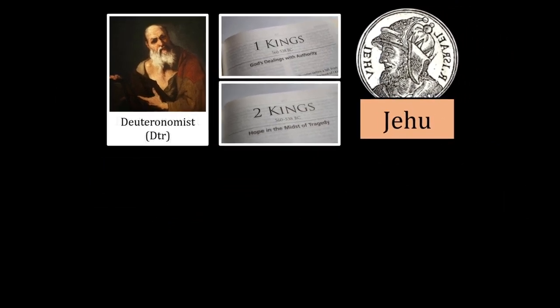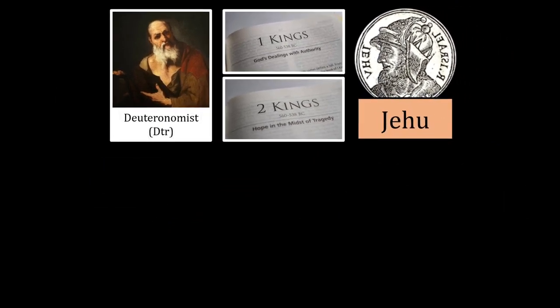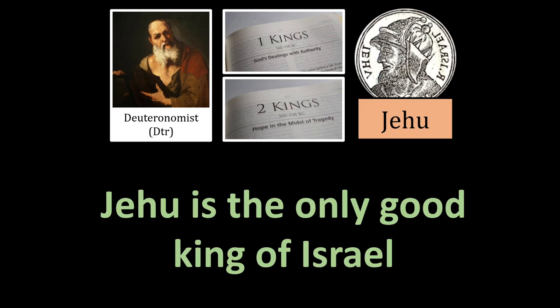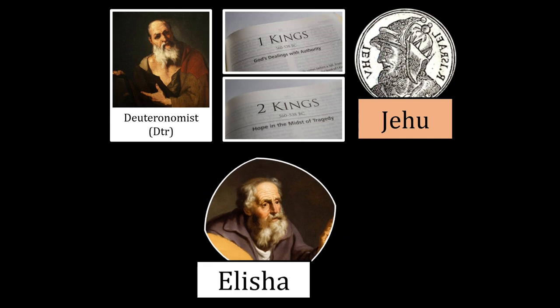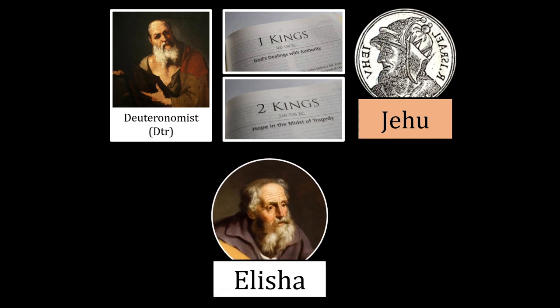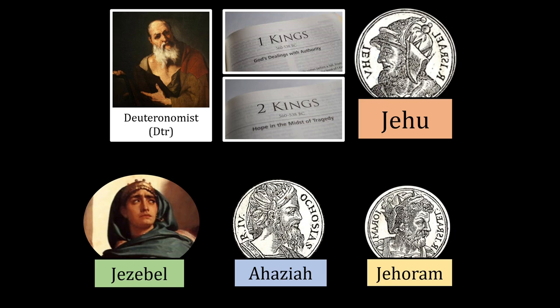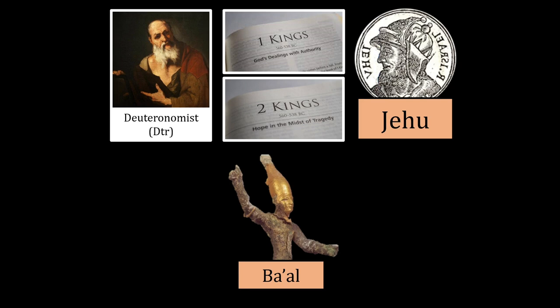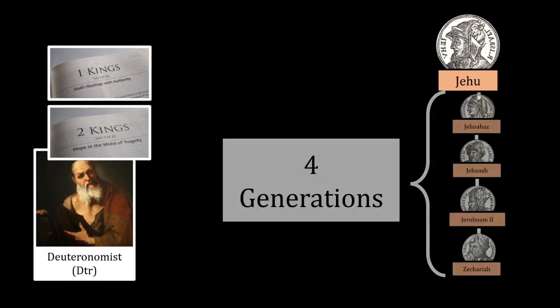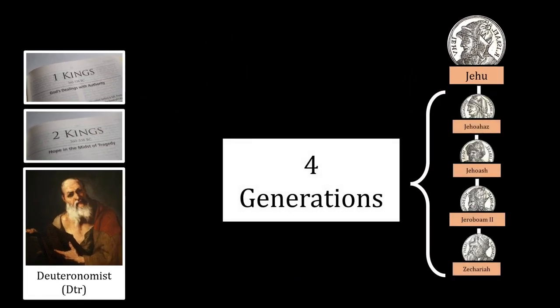We'll first begin by talking about a great piece of biblical trivia, and that is that Jehu is the only good king of Israel. What's the proof of this? Well, Jehu is anointed by a prophet, the prophet Elisha. He anoints him the king of Israel. And not only that, but Jehu killed Jezebel, Ahaziah, and Jehoram, and all of the descendants of Ahab, thus fulfilling a biblical prophecy. And not only that, Jehu rids Baal worship from the land of Israel. And for all of these great things, Jehu is given 4 generations after him to sit on the throne.